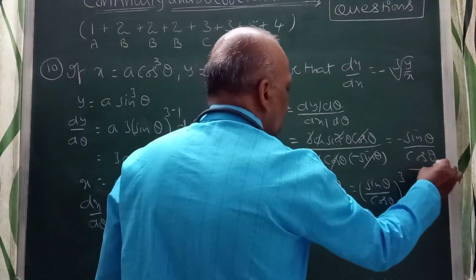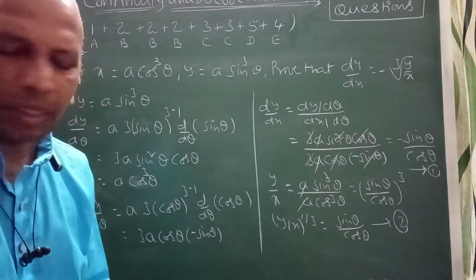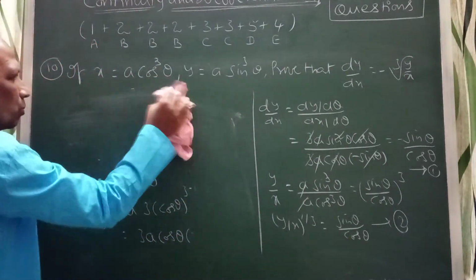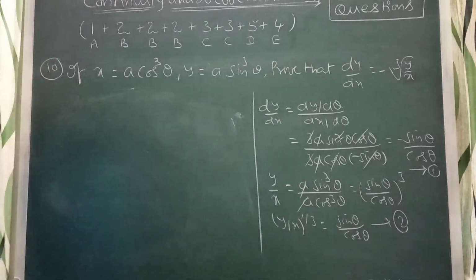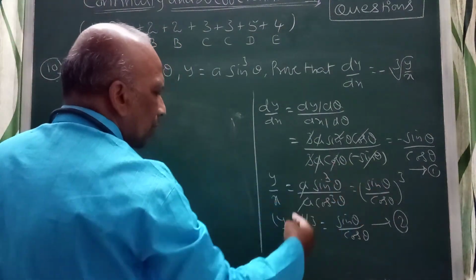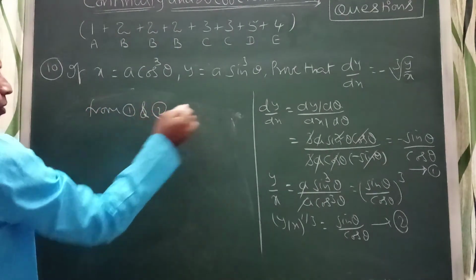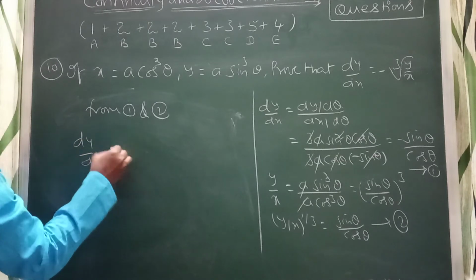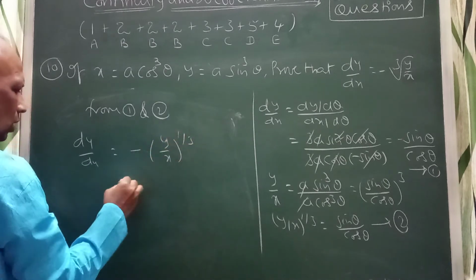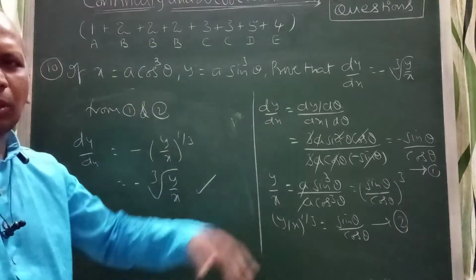Let this be 1 and this be 2. From 1 and 2, y by x whole power 1 by 3 is equal to sin theta by cos theta. So from 1, dy by dx equals minus y by x whole power 1 by 3, which is nothing but minus cube root of y by x. Like this we can do this problem.